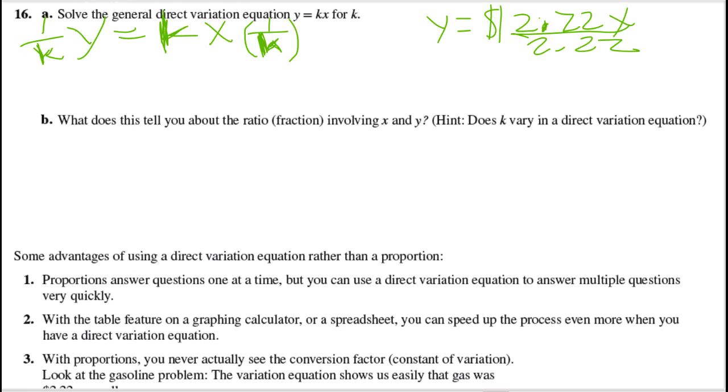Because k times 1 over k, the k's cancel out, you get k over k. That reduces to 1 because you have the same number in the numerator that you have in the denominator. So 1 over k times y equals x.